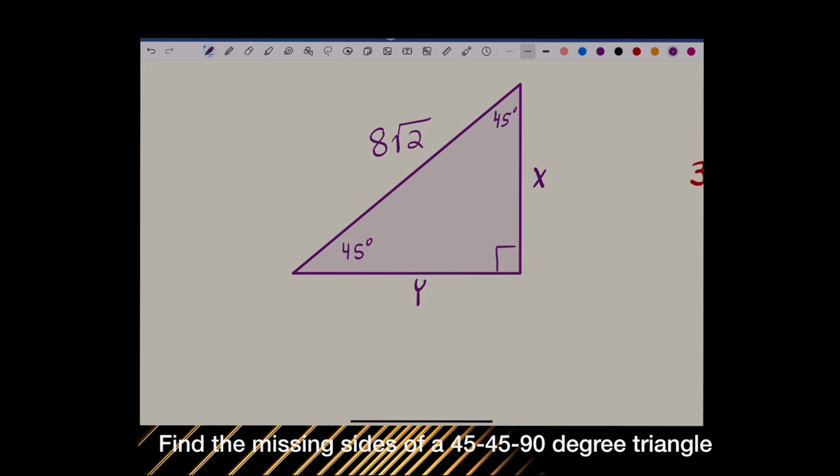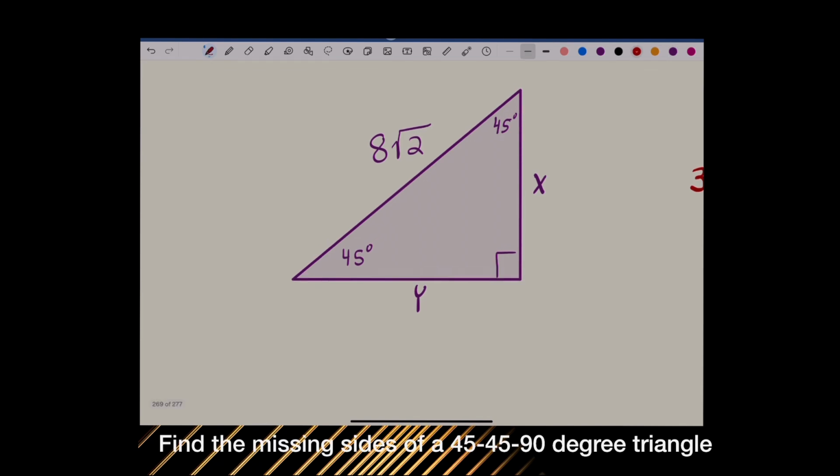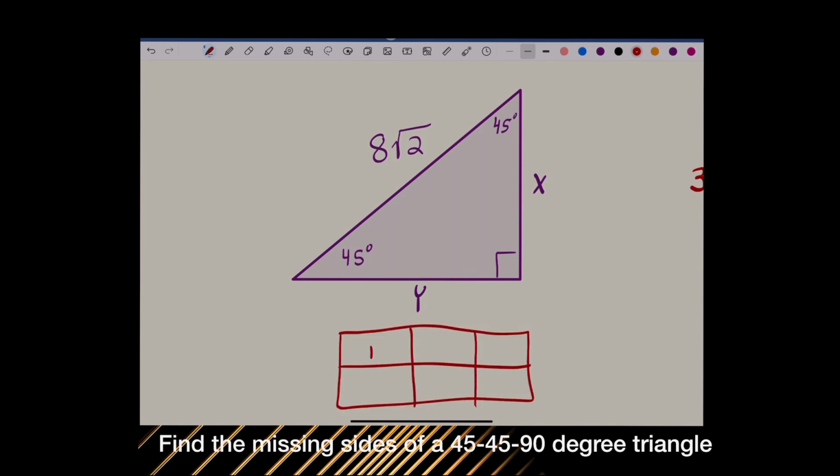Okay, so let's look at this one. So again, we got a 45, 45, 90. We have to find x and y. X and y are the legs. And we're given the hypotenuse. So I'm going to build my table. So here's my table. My table is n, n, and n times the square root of 2. Remember, the first two are the legs, and the last one's the hypotenuse.